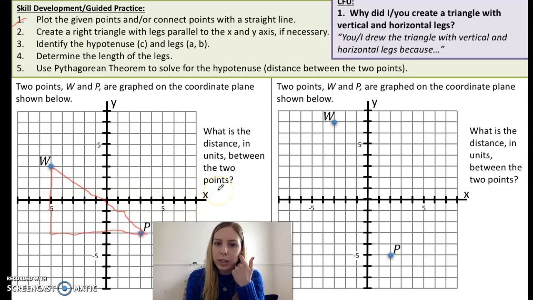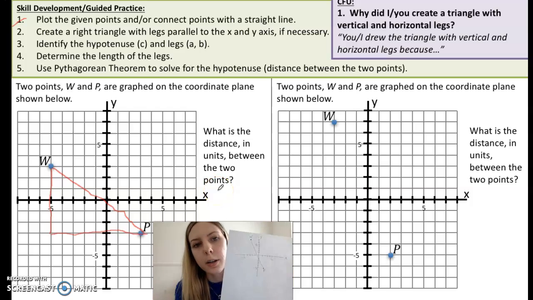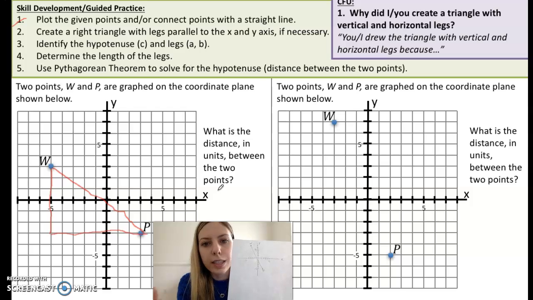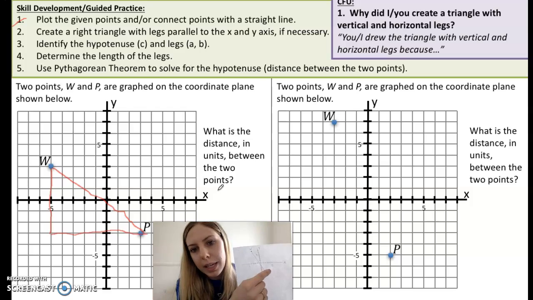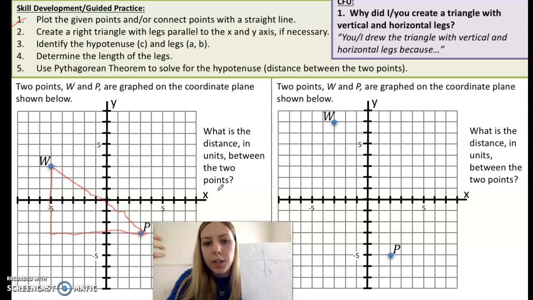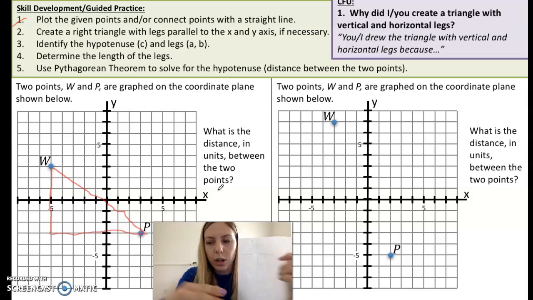So your next step, I know that you don't have the grid lines. I don't have graph paper at my house either, so I don't expect you to. So what you're going to do next is, it's not going to be perfect, but you're going to connect W and P. Then we're going to use a PowerPoint to really determine what the lengths of those sides are.